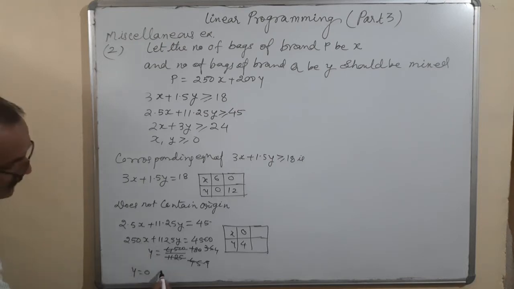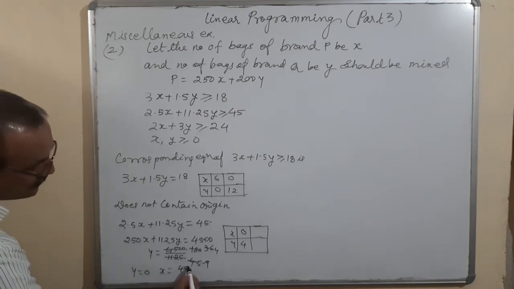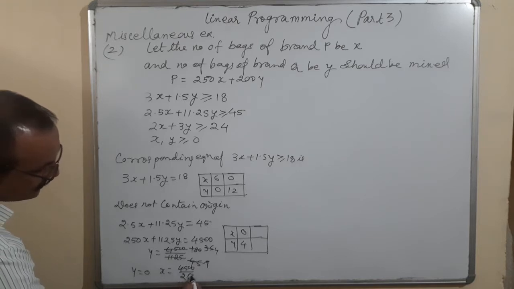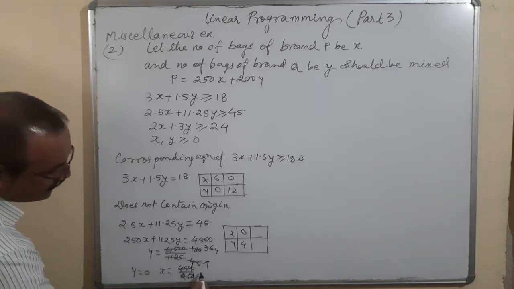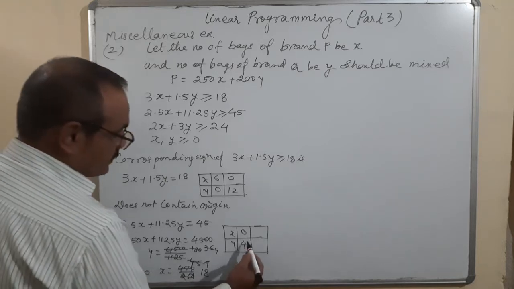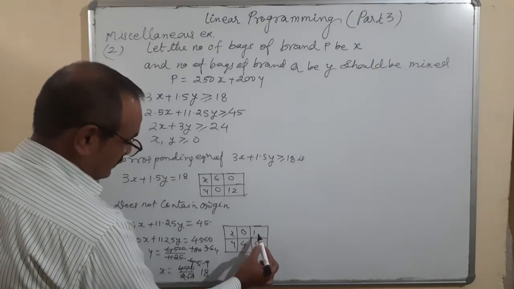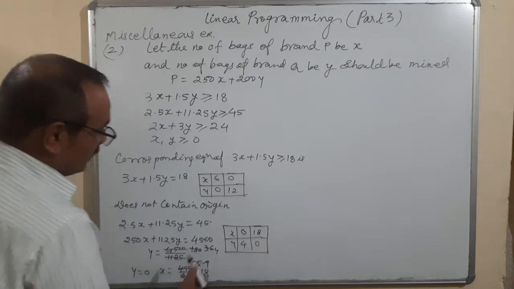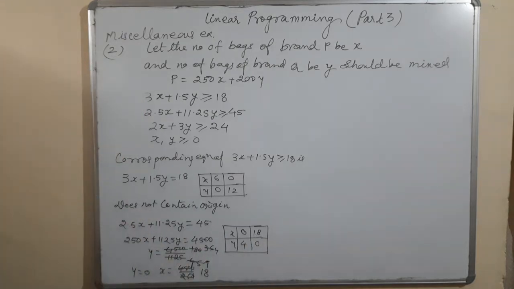When I put y is equal to 0, then x is equal to 4500 upon 250. 10 cancel, 25 1 is 25, 25 8 is 200. So that is 0, and here it is 18. It also does not contain the origin, the same thing.